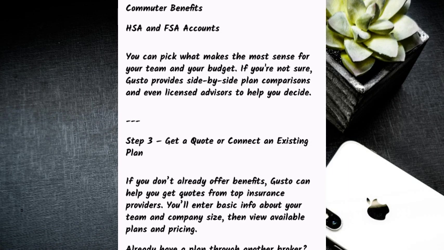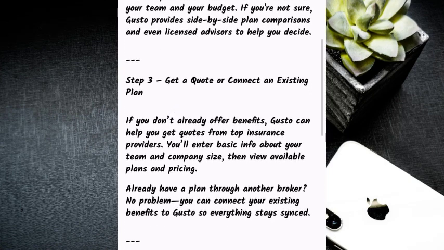Now, step three is to get a quote or connect an existing plan. If you don't already offer benefits, Gusto can help you get quotes from top insurance providers, and you'll enter basic information about your team and company size, and then they're going to give you a list of options, and you can view these plans and their pricing. Now, if you already have a plan through another broker, then no problem. You can just connect your existing benefits to Gusto so that everything stays synchronized.